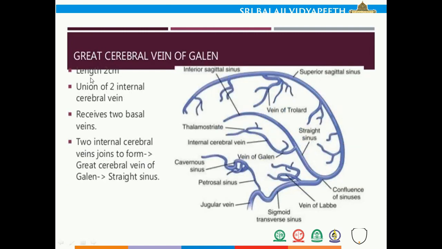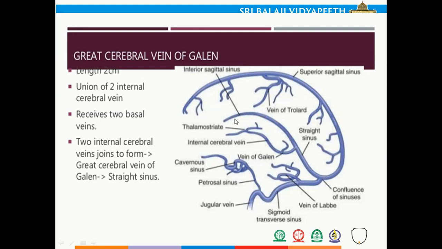The great cerebral vein of Galen is 2 centimeters in length, and the union of the two internal cerebral veins joins to form the great cerebral vein of Galen. It receives two basal veins. The two internal cerebral veins join to form the great cerebral vein of Galen, which drains into the straight sinus. So here you find that the dural venous sinuses are all interconnected by the veins that drain the cranium.